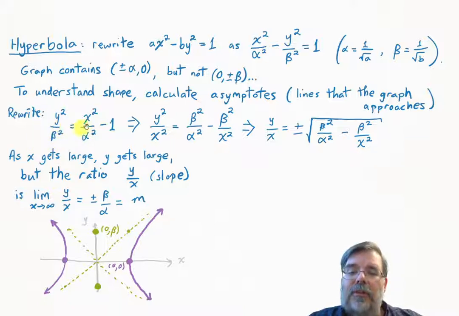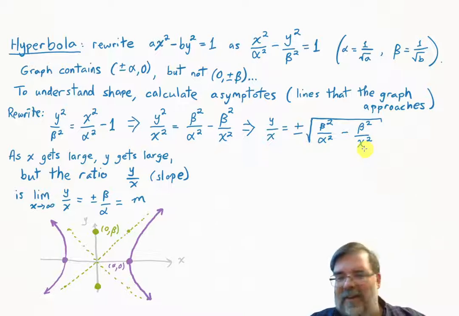Then I'll multiply both sides by beta squared, and then divide both sides by x squared. That brings the equation into this form, and then take the square root of both sides. On the left, we have y squared over x squared, so the square root is just y over x, which looks like a slope calculation. And you have this weird messy thing on the right-hand side.